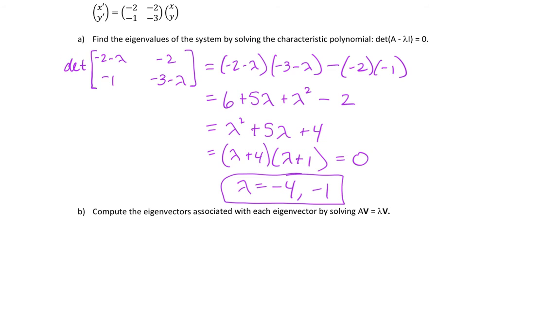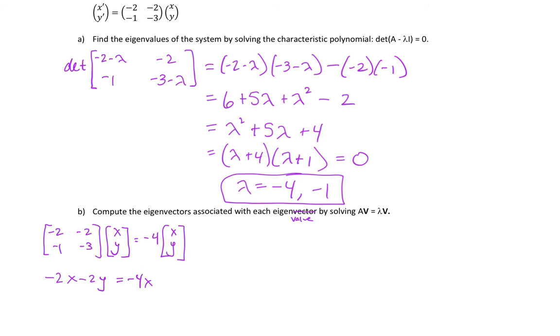Okay, next we want to compute the eigenvectors associated with each eigenvalue, by solving A times v equals lambda v. So A is [-2, -2; -1, -3]. v is an unknown vector, the eigenvector we're looking for, equals lambda. We'll choose one of the lambdas, we'll do -4 first, times the same unknown vector x, y. We can translate this to a system of equations. So we have -2x minus 2y equals -4x.